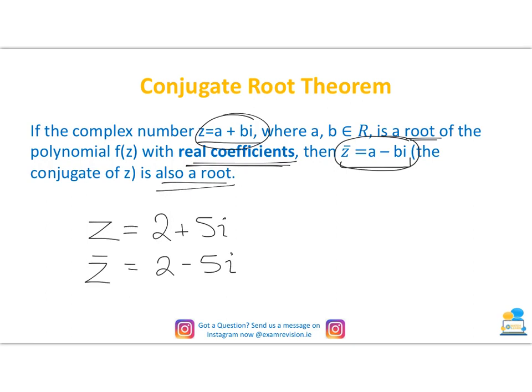And believe it or not, that has come up on the Leaving Cert course before as a part A question, where they say something along the lines of 2 plus 5i is a root of the polynomial blah blah blah with real coefficients, write down another root. And there's literally a tiny space for you to write your answer, and that's literally all you would have to write down, 2 minus 5i. And that is based on your conjugate root theorem.